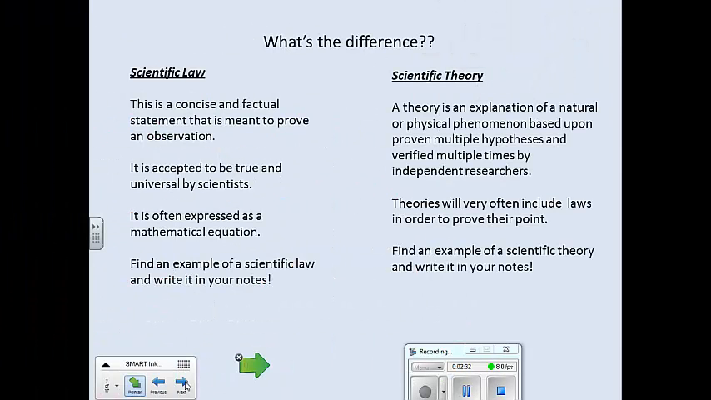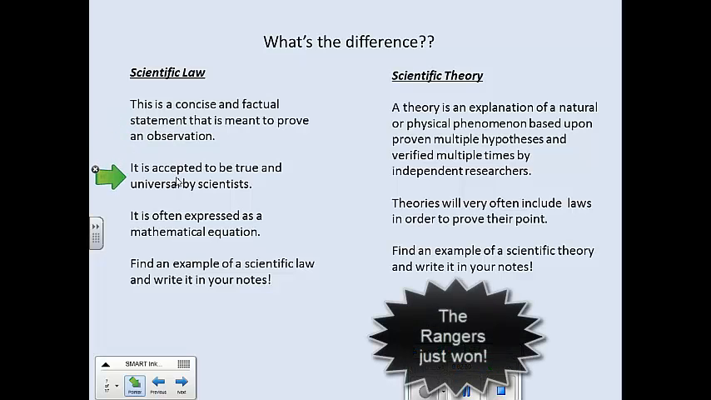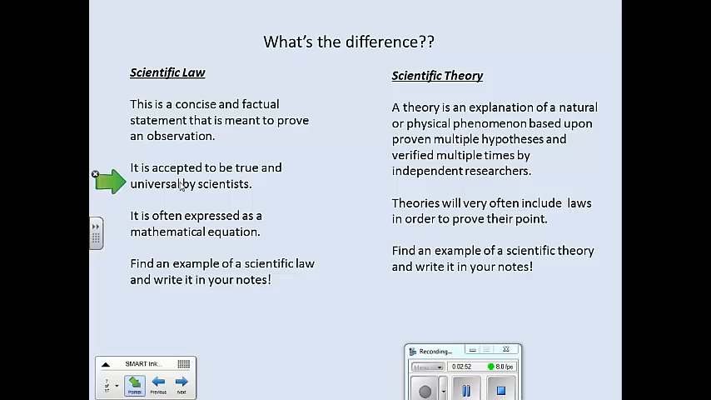Okay, now let's talk about laws and theories. Let's talk about laws first. The first thing you need to know is that laws are concise and factual statements that are meant to prove some kind of observation. The laws are also accepted to be true. They're accepted as universal by scientists all over, and it's often expressed as a mathematical equation. So you can go ahead and think of some laws and write those in your notes.